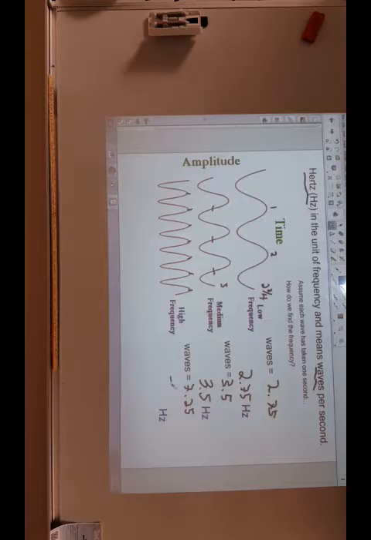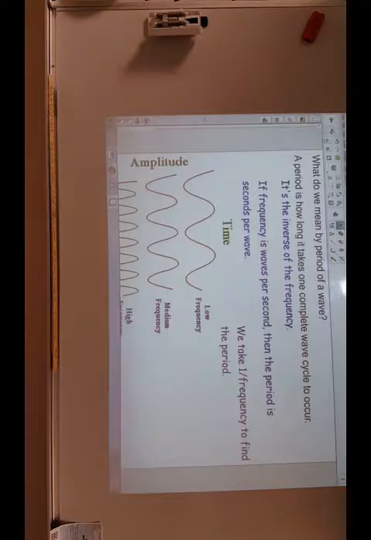So we have 7.25 waves per second, also known as 7.25 hertz. All right, so now we found the frequency. The other section that I'm going to want you guys to do is also a different word, but related, which is the period.